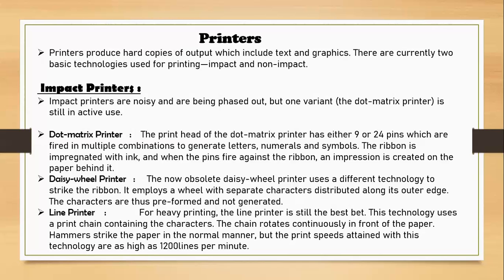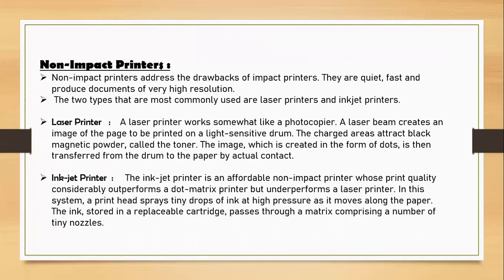These are different types of impact printers. Dot matrix, daisy wheel printer, and line printers are the examples. What we have discussed in this slide is part of impact printers. Let us now talk about non-impact printers.